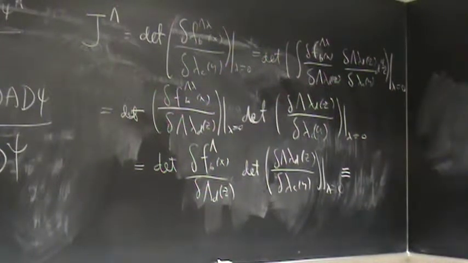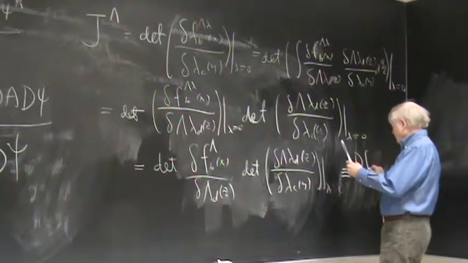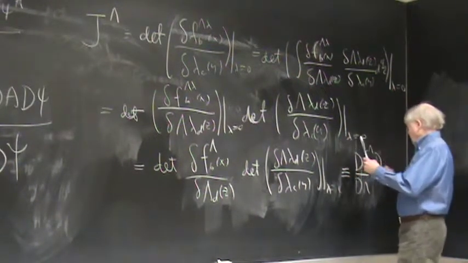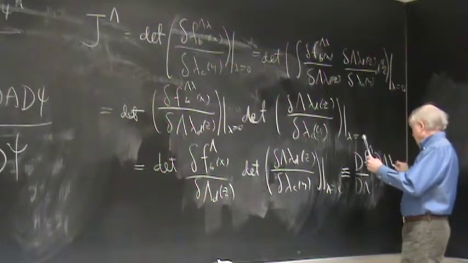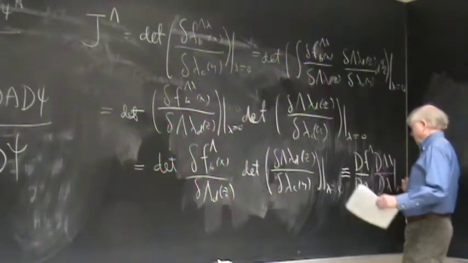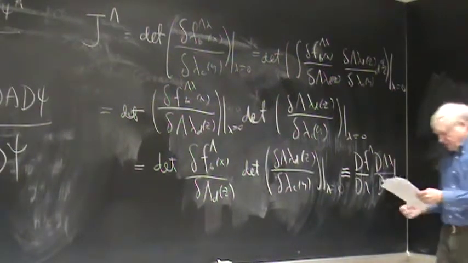All right, now I'm going to rewrite this as df/dλ times dλ, equals zero. So I'm using this notation for this structure here.